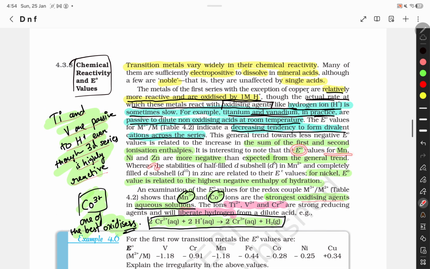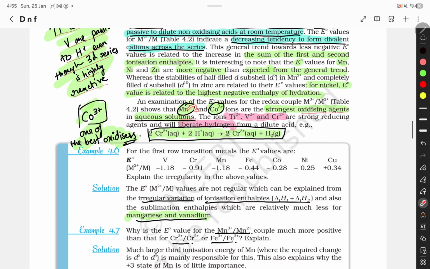Then E° values for Mn, Ni, and Zn are more negative than expected. For Mn and Zn, we know the reason, because Zn2+ is d10 and Mn2+ is d5. But for nickel, it is because of the high negative enthalpy of hydration. Then they have said that Mn3+ and Co3+ are the strongest oxidizing agents in aqueous solutions.